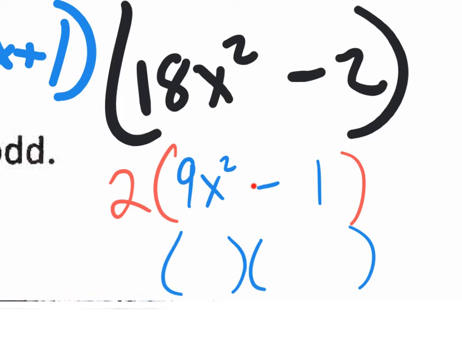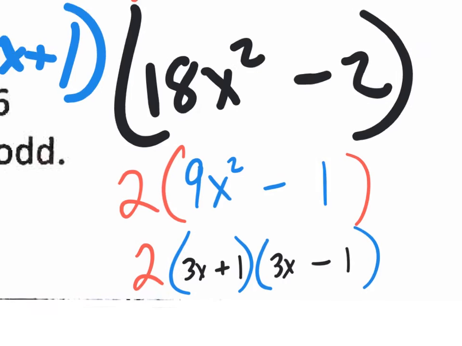Remember, difference of 2 perfect square terms. Square root this. What do you get? 3x. Square root this. What do you get? 1. So you're going to have a 3x, a 1, a 3x, a 1. One's going to be a plus, one's going to be a minus. Don't forget about the 2 that's on the outside.